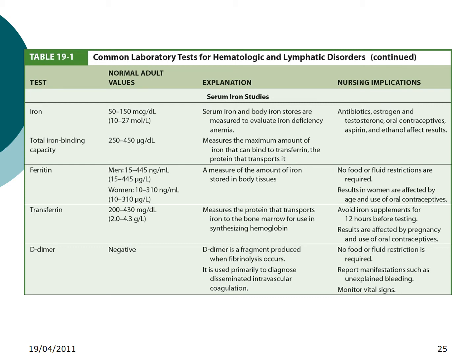For transferrin, it's another test that we use to assess the transport of iron into the bone marrow. We have to avoid iron supplements 12 hours before testing. And then D-dimer is a fragment produced when fibrinolysis occurs, and is used primarily to diagnose DIC, disseminated intravascular coagulation. So literally this person is just bleeding pretty much everywhere.